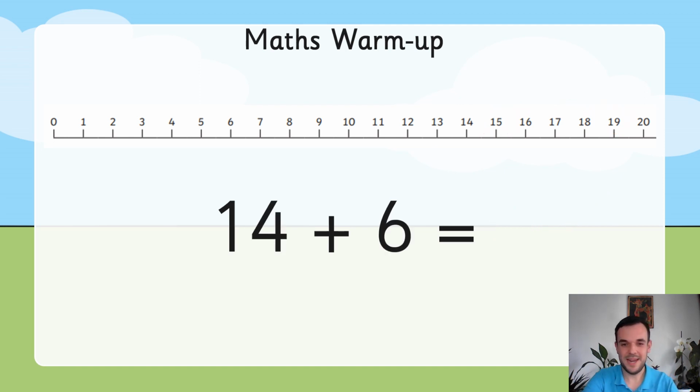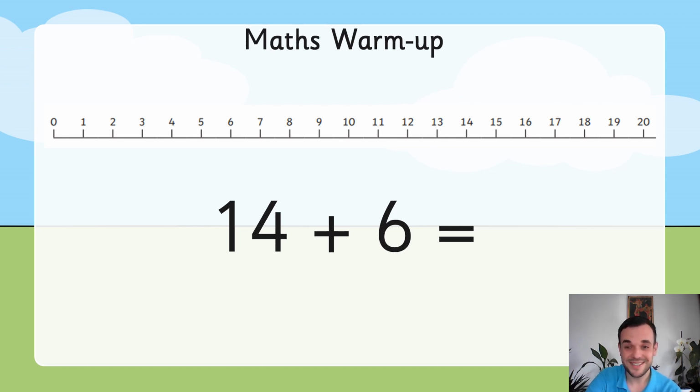The next one here is 14 add 6. So you need to find 14 on your number line and jump along 6 places until you find the answer. Pause the video and come back when you have found the answer.